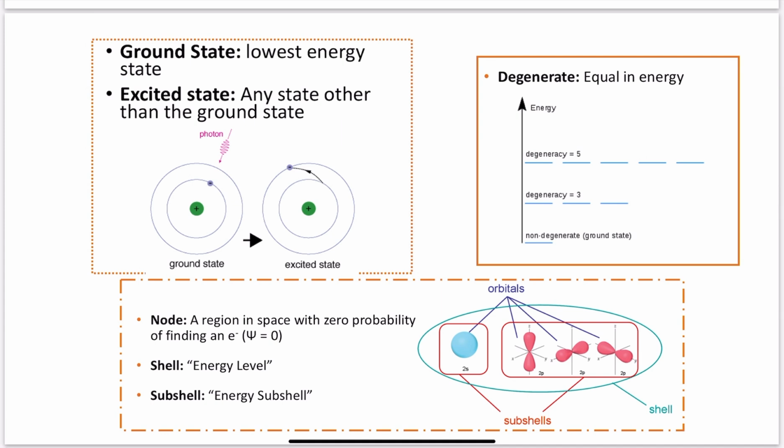We've got ground state and excited state. Ground state is just the lowest energy state, where that species exists in its lowest energy state. Excited state is any other state than your ground state. The electron has been promoted to a higher energy state.